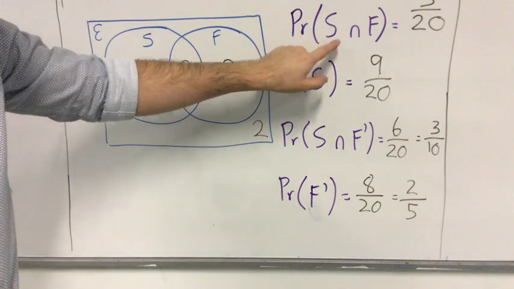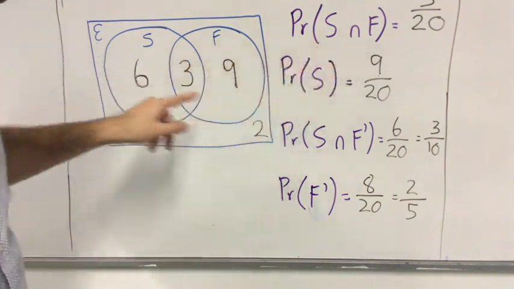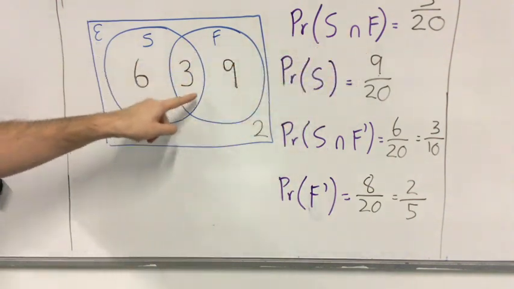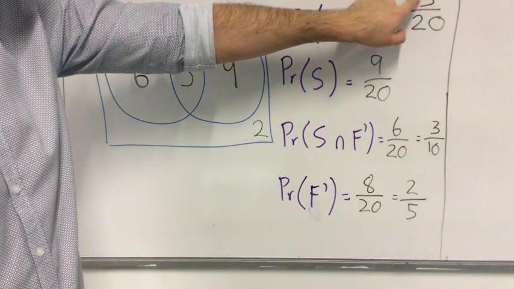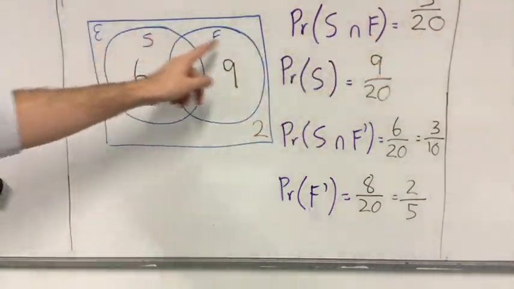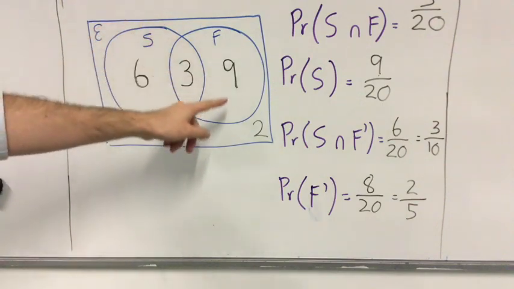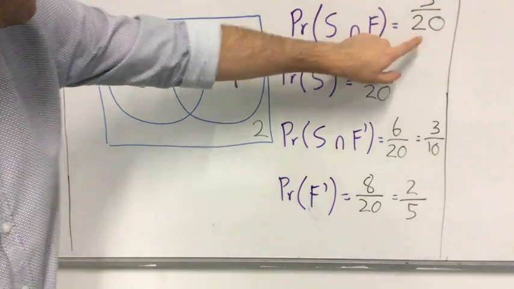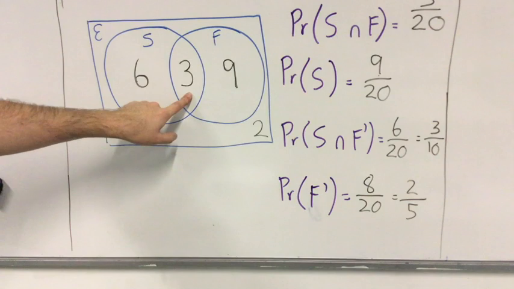Probability they played soccer and football. If you look at your colouring in, that's the middle part of the Venn diagram here. Well, there's a 3 in there. 3 out of, if you add all these numbers up, it equals 20. That means I surveyed 20 people. So 3 out of 20 people play soccer and football.